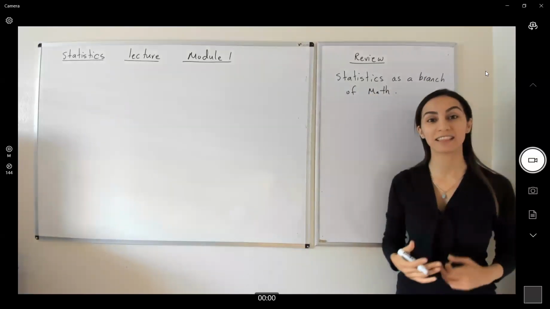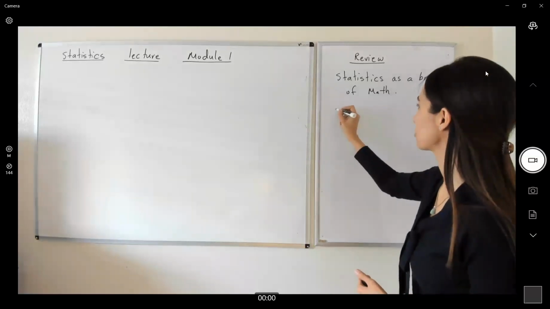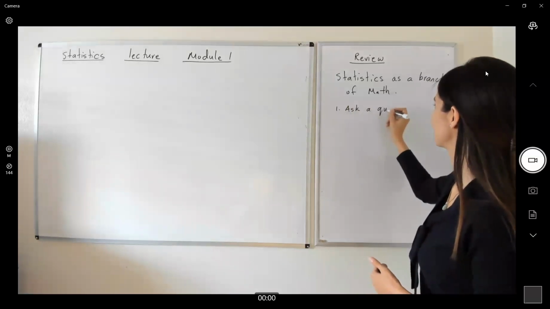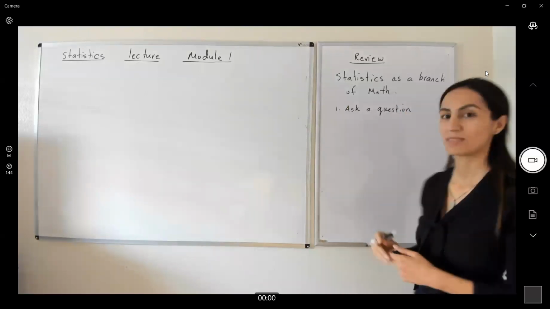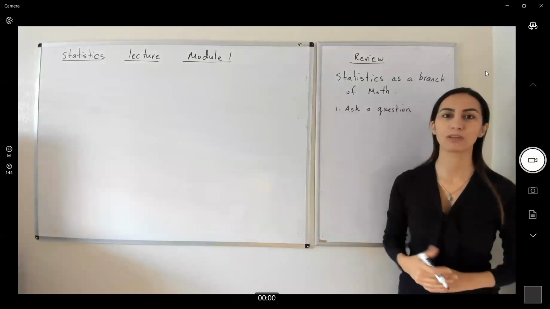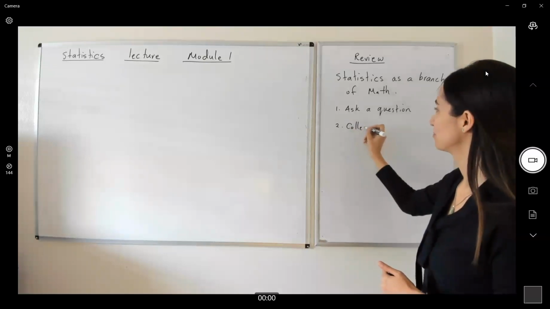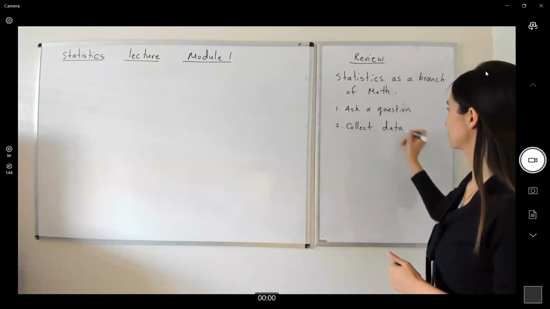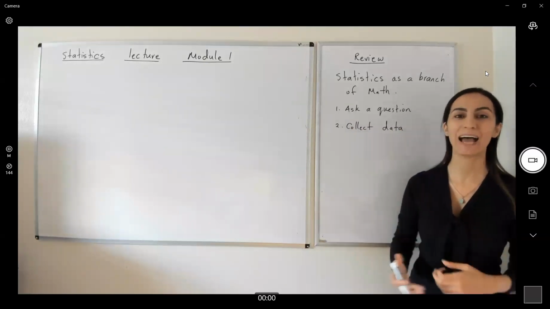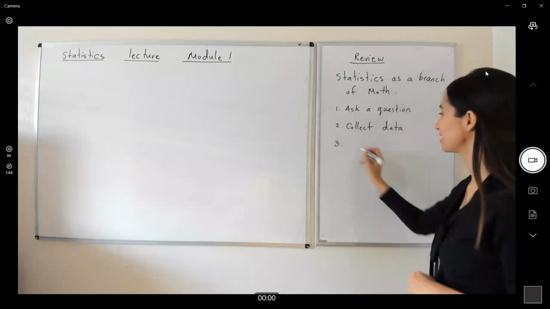And we learned that statistics include some steps. The first step is to ask a question. After asking a question, we're interested in targeting the population or sample, collect the data. After collecting the data, we're interested in finding patterns in our collection. So we try to visualize the data.